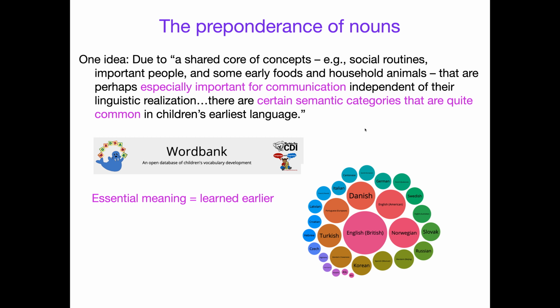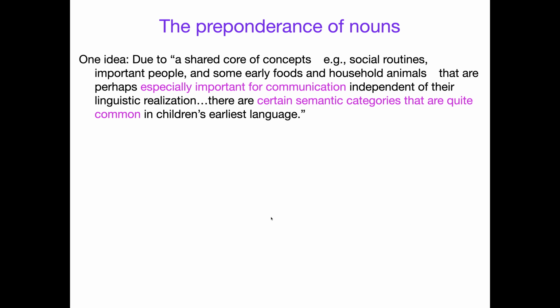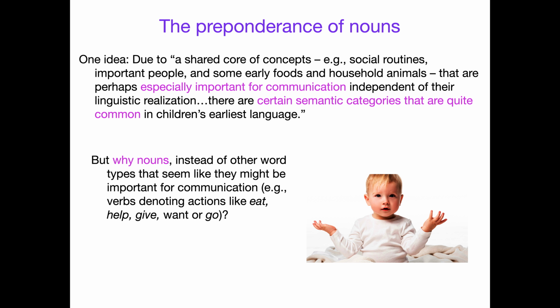And one idea that these guys put forth is it's due to a shared core of concepts that are perhaps especially important for communication independent of their linguistic realization of the language, right? There are certain semantic categories, there are certain conceptual things that are really common in children's earliest language experience, and so there's some sort of essential meaning, and they're learned earlier, and that happens to, in general, be nouny things. It's possible, but a question is why nouns instead of other word types that seem like they might be important for communication? So verbs that denote actions like eat or help or give or want or go, right?